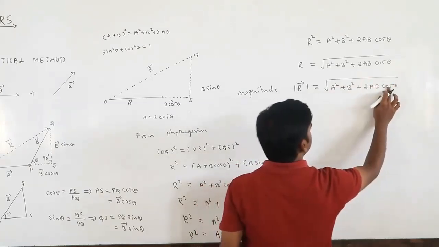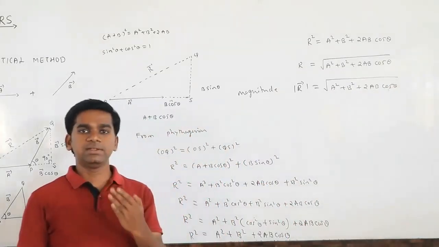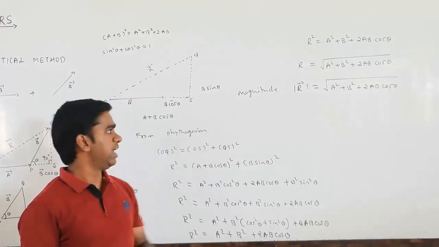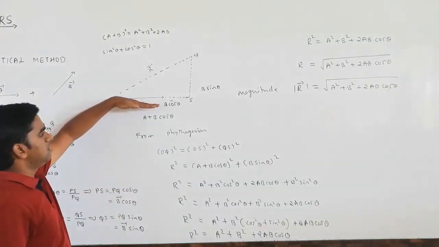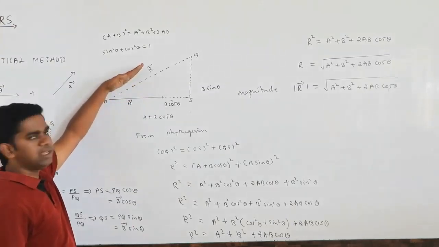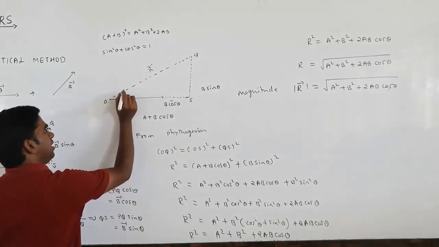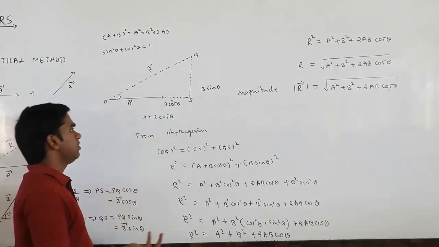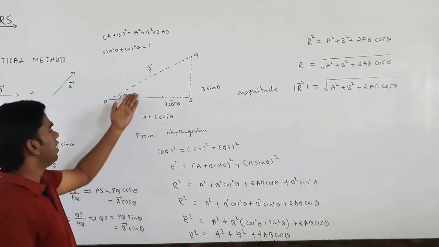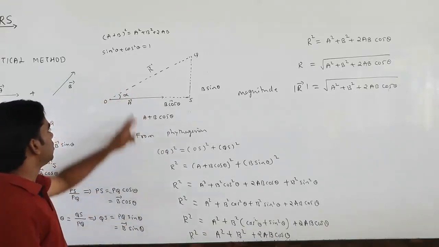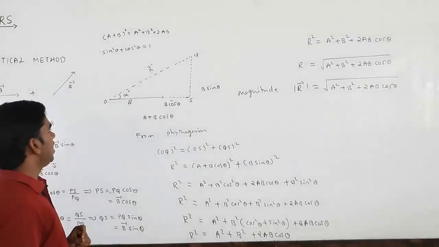Magnitude of resultant, but vector means what? We should tell both direction and magnitude as well. So direction, how we can find direction? If this is the horizontal line, how much angle it is making will tell you the direction. So you take this angle as alpha, you can take beta, gamma, or simply m, n, whatever you can take. So this angle I am taking as alpha. So how can we find this angle?